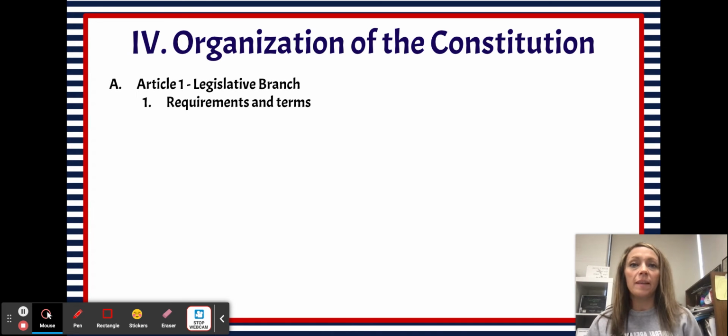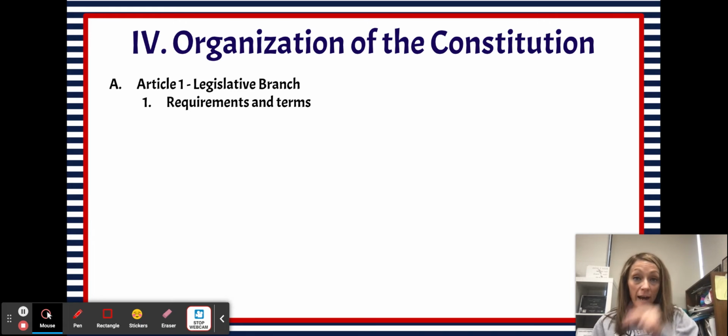So starting off with the legislative branch, we know that the legislative branch is Congress, and we know that they make laws for the United States. But we need to look at some requirements for office. If you want to be a member of the House of Representatives, you have to be at least 25 years old. You have to have been a citizen of the United States for at least 7 years, and you also have to live in the district that you're going to represent.